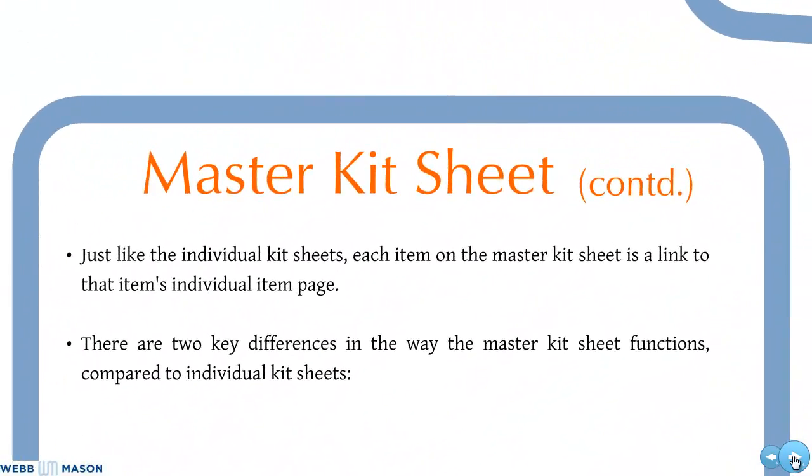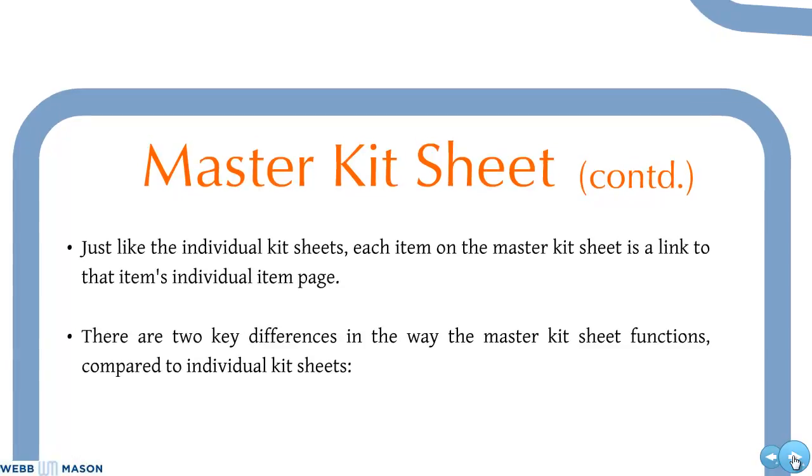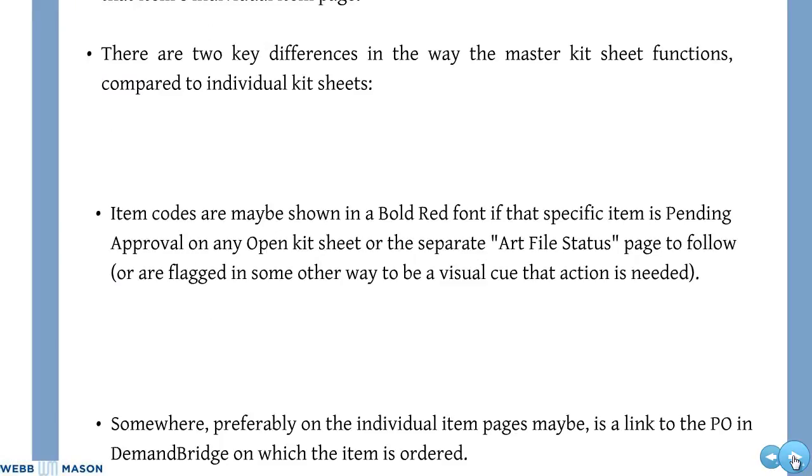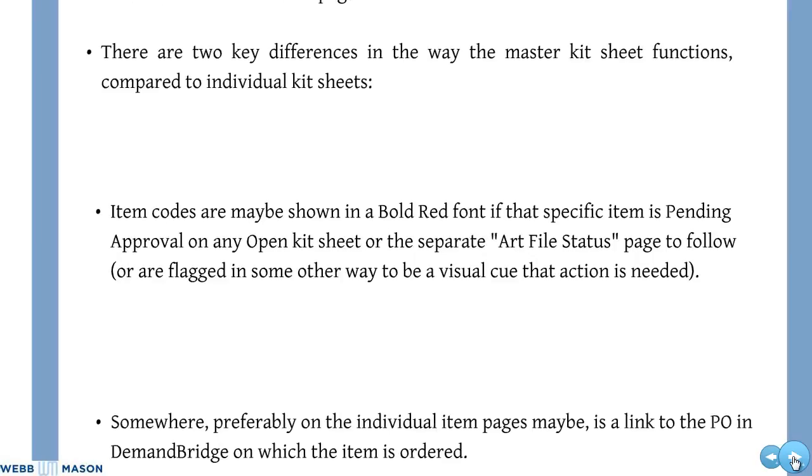Just like the individual kit sheets, each item on the master kit sheet is a link to that item's individual item page. There are a couple of key differences in the way the master kit sheet functions compared to the individual kit sheets. Item codes are maybe shown in a bold red font or something, if that specific item is pending approval on any open kit sheet or the separate art file status page, they are flagged in some other way to be a visual cue that action is needed.